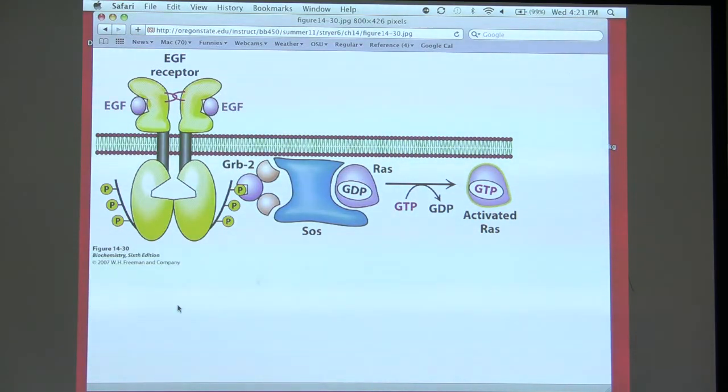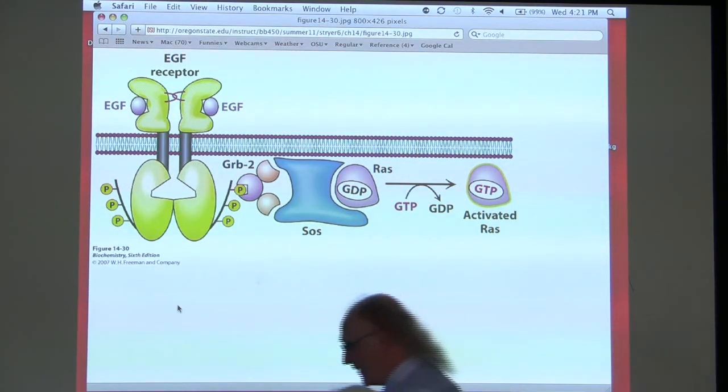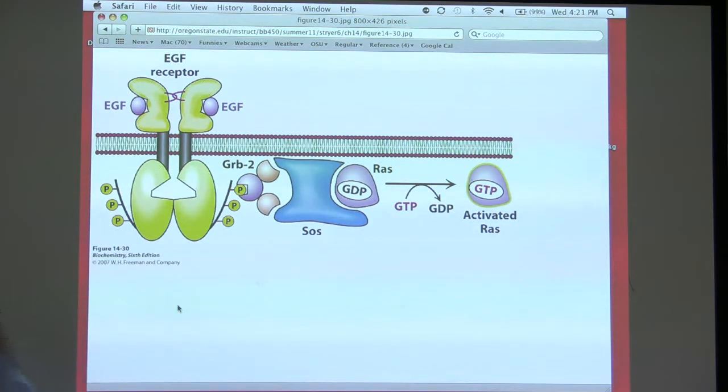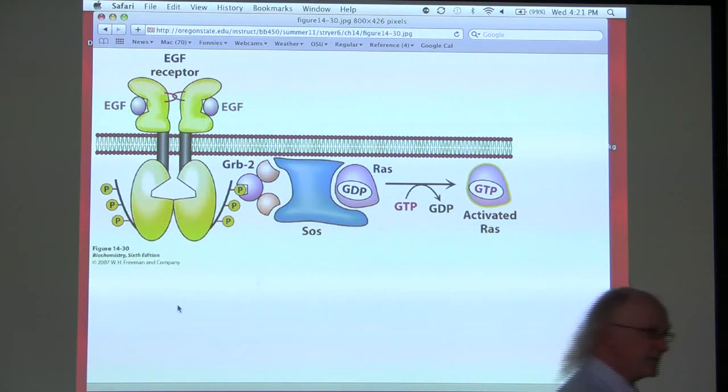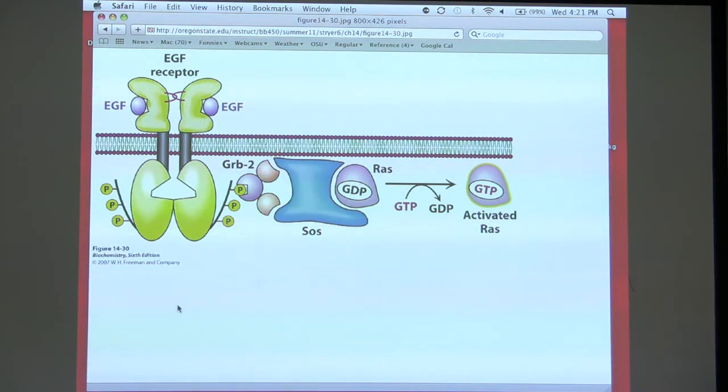This is a big problem. RAS binds GTP, it can't turn itself off. What's it going to cause the cell to do? It's going to cause the cell to divide uncontrollably. This can be one way in which we get uncontrolled growth, ultimately resulting in a cancer and/or a tumor. RAS can't turn itself off, we've got problems. Okay?